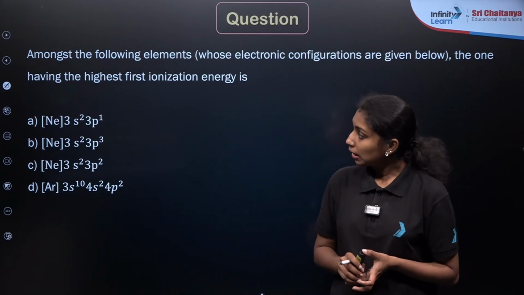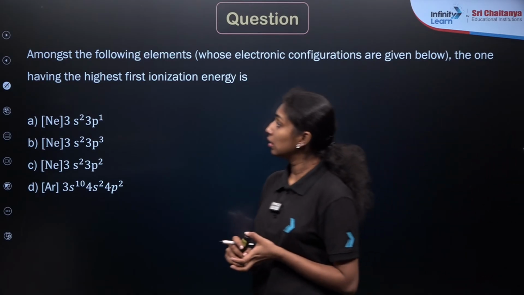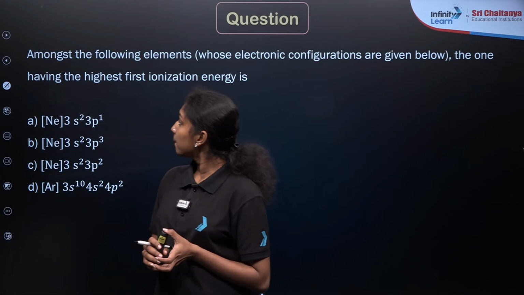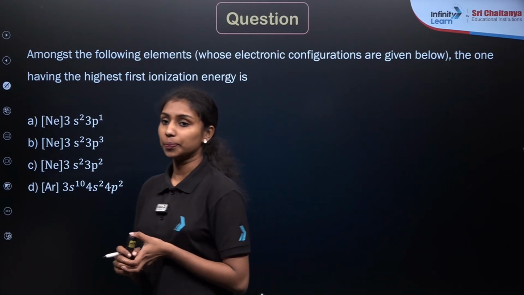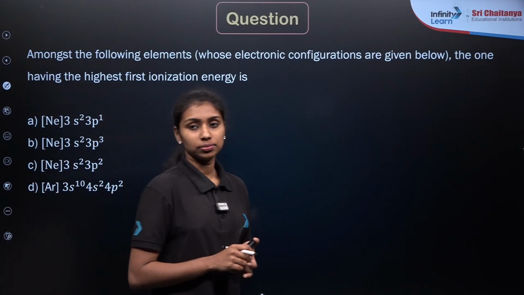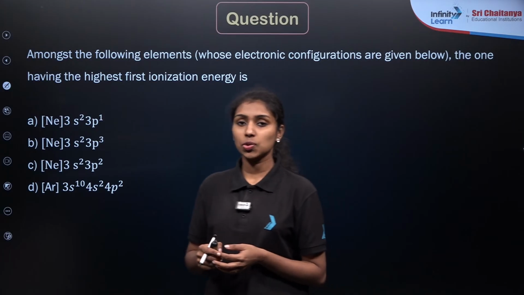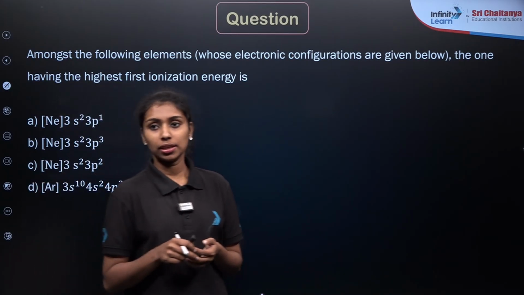Okay, here is the next question. Among the following elements whose electronic configurations are given, the one which is having the highest first ionization energy. The electronic configuration is already given. So ionization enthalpy or ionization energy we have already seen in the concept classes.